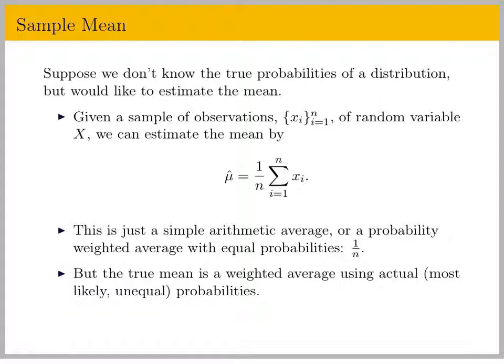Well, that may seem a little problematic because the true mean is a weighted average using the actual weights, and in most cases those are not going to be equal weights. Those probabilities in that probability weighted sum are most likely to be very different from each other. So how do we reconcile the fact that we're using an arithmetic average with equal weights to estimate something that's really a probability weighted average?